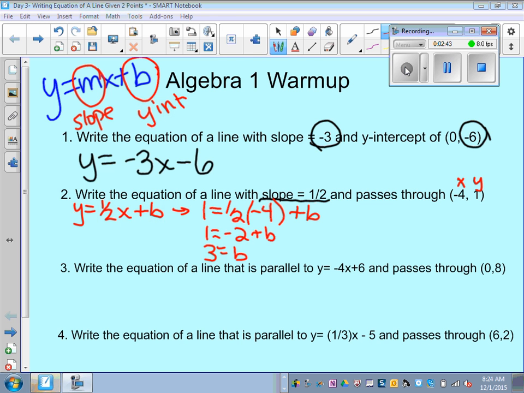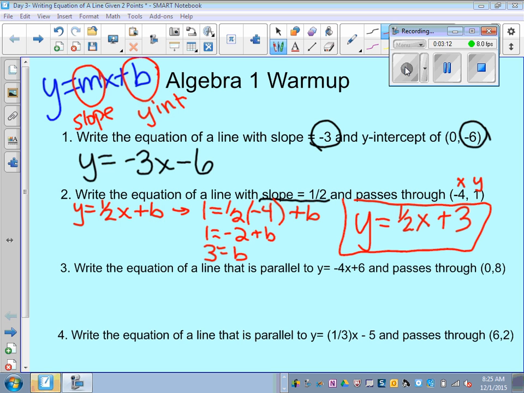So now I take that information and put it into my equation. Y equals mx. My slope is 1/2. And now I know my b value, 3. So this is my final expression. Again, same idea as before. I know my slope. I just have to take the other information to solve for my b value. Any questions on that? Raise your hand if you got that.